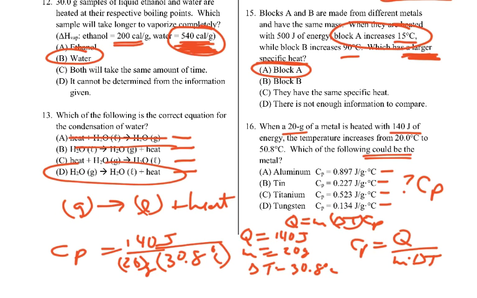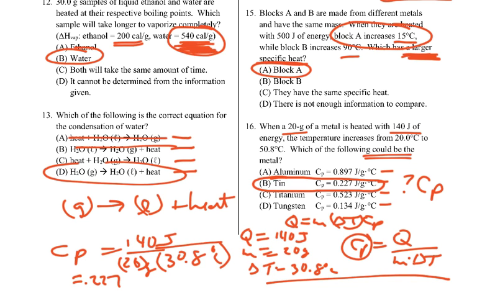So let me get my calculator. Okay, when I do that, I get 0.227 joules per gram degree, so that must have been 10. Okay, so I'm actually solving this calculation. I'm going to solve it for CP, and then when I do, I get one of these answers, and I get the answer for 10.